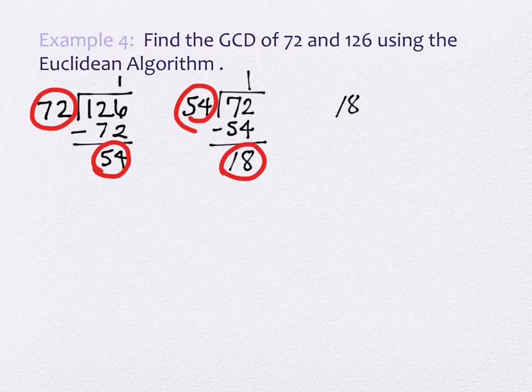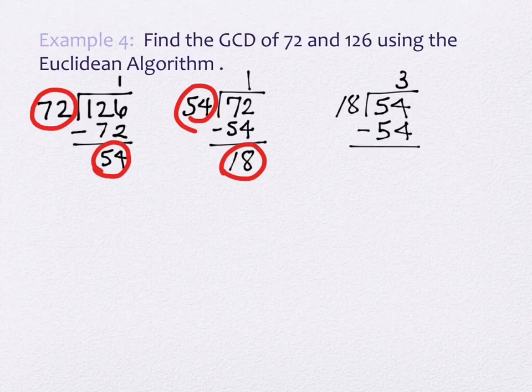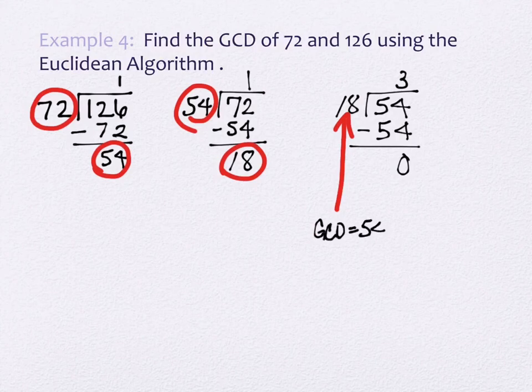And I do it again with the 18 and the 54. So 18 is going to divide 54. How many times will 18 go into 54? It's 3. What's 3 times 18? 54. So when I subtract at this point, I end up getting a remainder of 0. And eventually you will get a remainder of 0. And at the point when you do, the last number that you divide by is your GCD. 18, sorry. My GCD is 18.